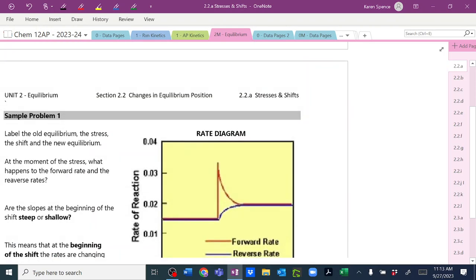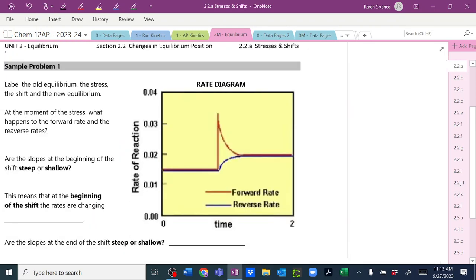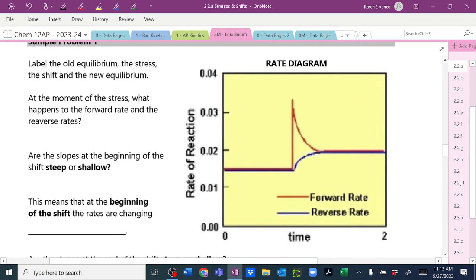So here is a sample problem. I would like you to label the old equilibrium, label the stress, the shift, and the new equilibrium. And then you're going to answer these questions. And I'm going to make a note that I need to correct the spelling of reverse. Reverse.